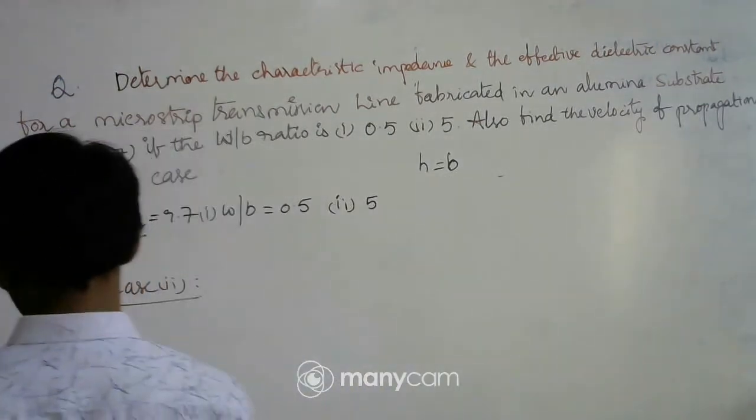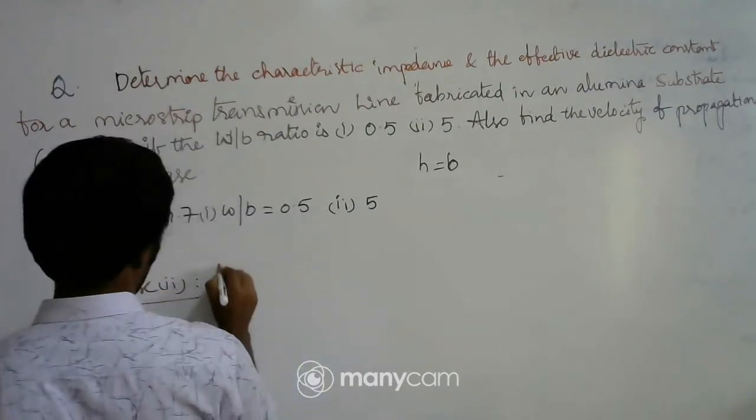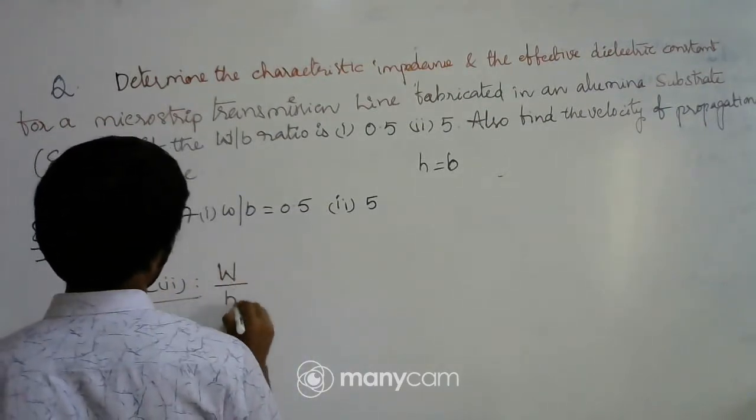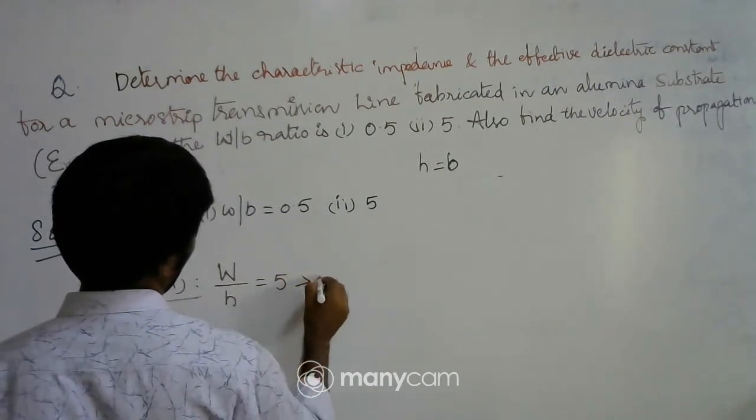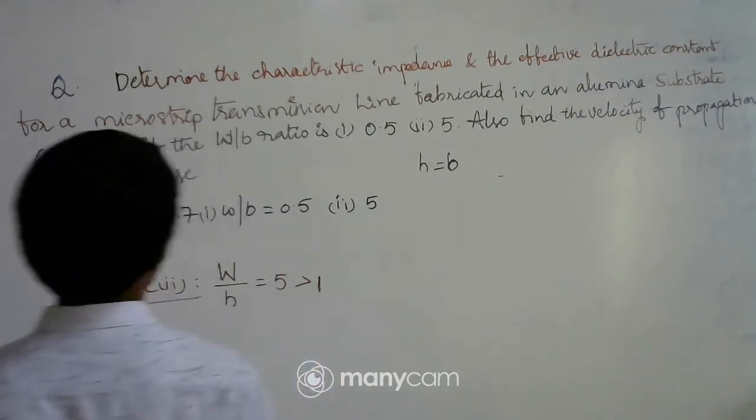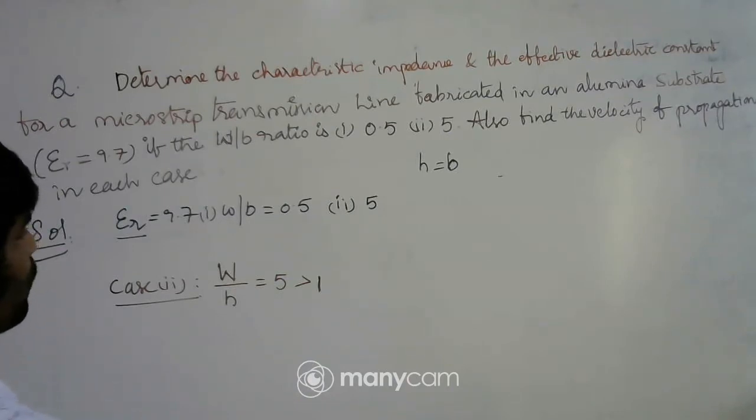Case 2 is W by H value equals 5, which is greater than 1. First, what you need to find out? The effective dielectric constant.